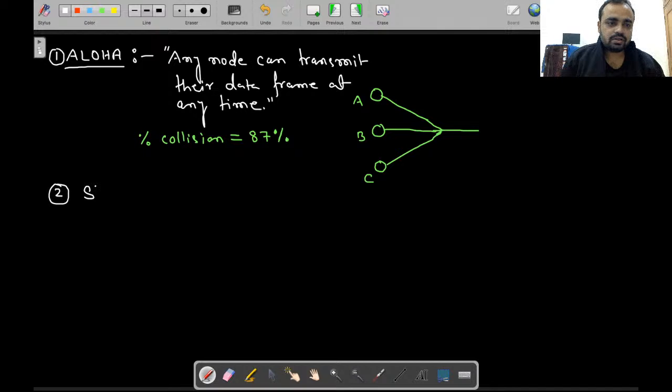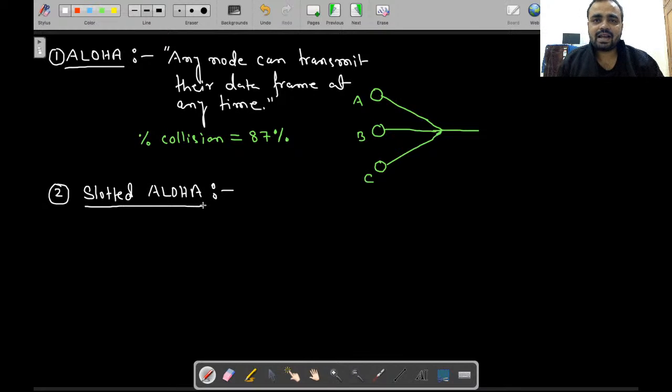Okay, now let's come to the next one, slotted Aloha. From this particular part you will get theoretical kinds of questions. The numerical questions basically arise from CSMA/CD and the exponential backoff algorithm, so we will understand each and everything. Now let's try to understand the meaning of slotted Aloha. Suppose there are 4 different nodes.